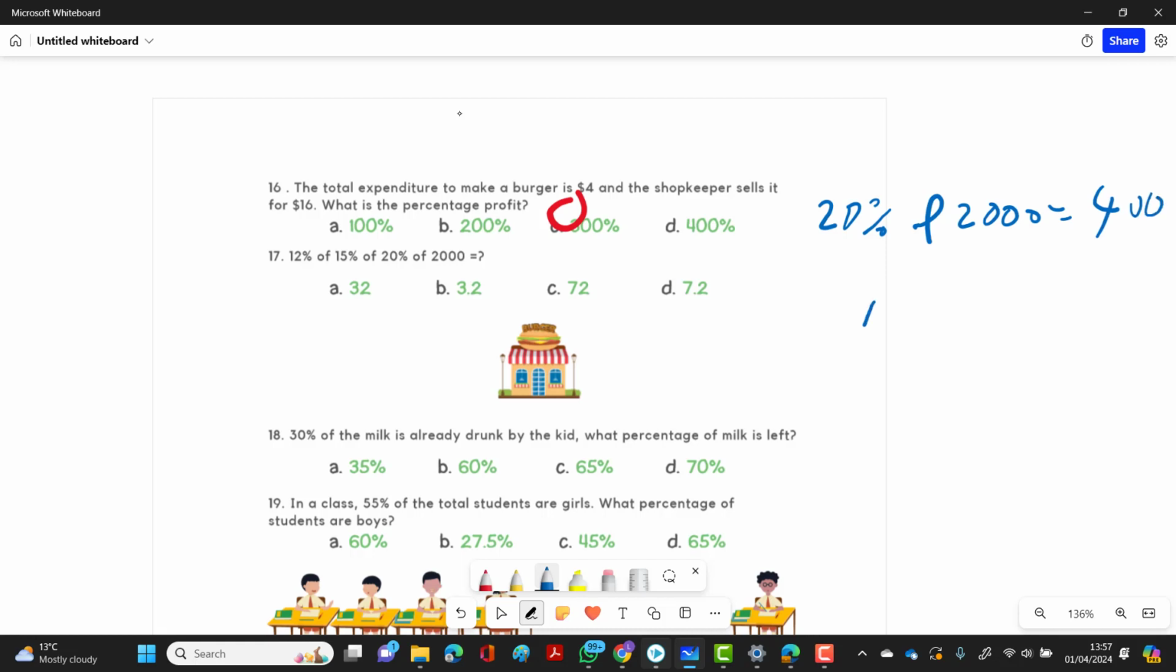And then you do 15% of 400, which is 60. And then you do 12% of 60. 12 over 100 times 60. So that should equal 7.2. 17 should be D.